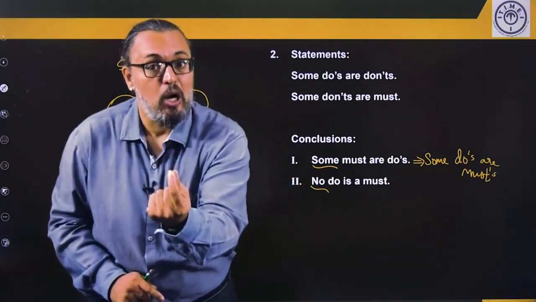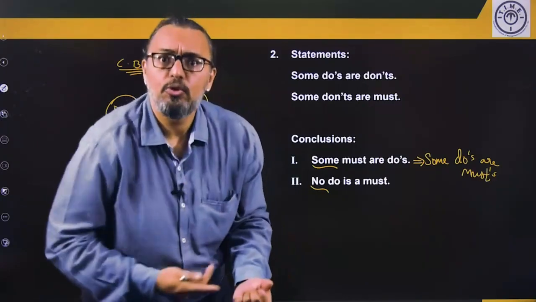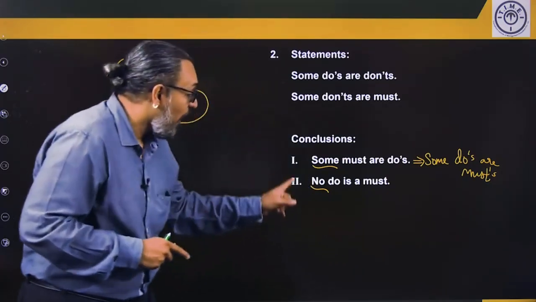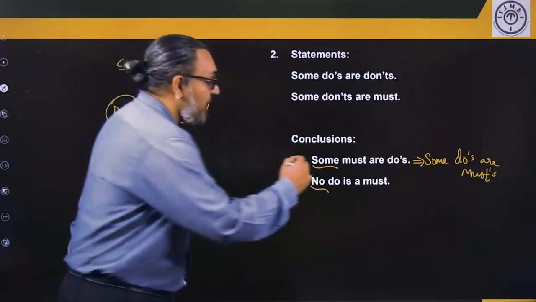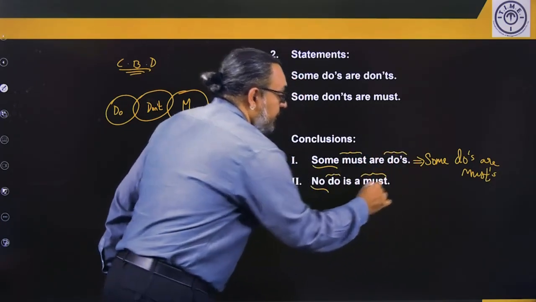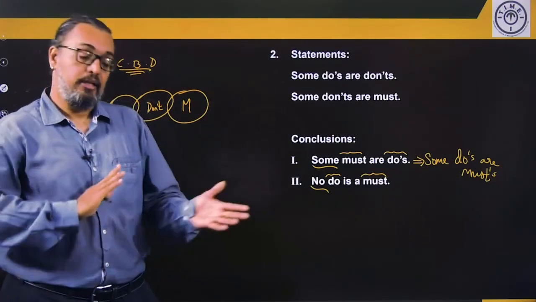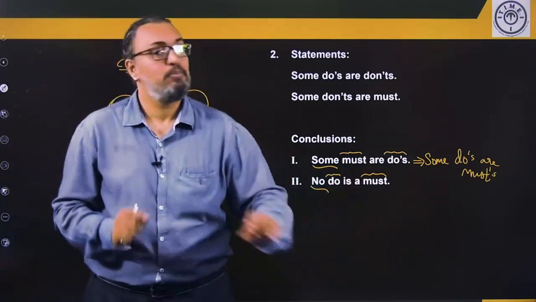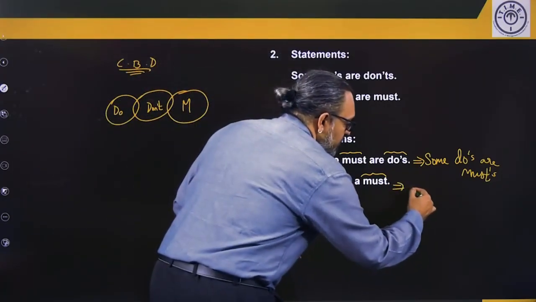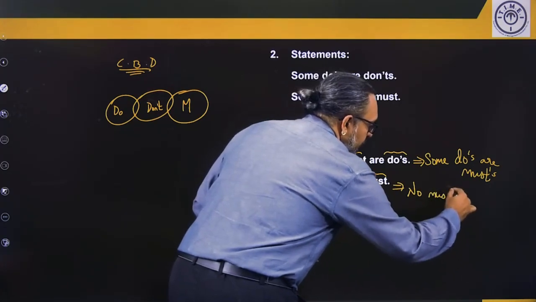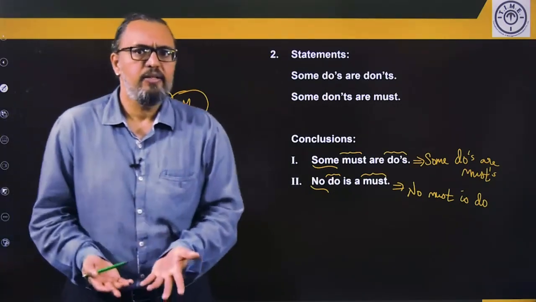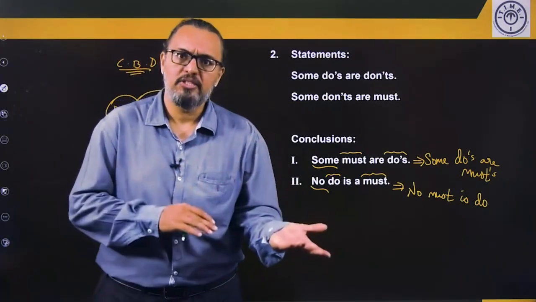But if that one element is common between both do and must, the reverse is also true. Some do's or must is same as some must or do. So, whenever you have no and some, you just have to recognize whether the terms are the same. The order of the terms, you need not worry about it. It can interchange. No do is a must means nothing is common. It is same as no must is a do. Yes or no? Because both are separate circles, nothing is common. Either you write no do is a must or no must is a do, they are same.